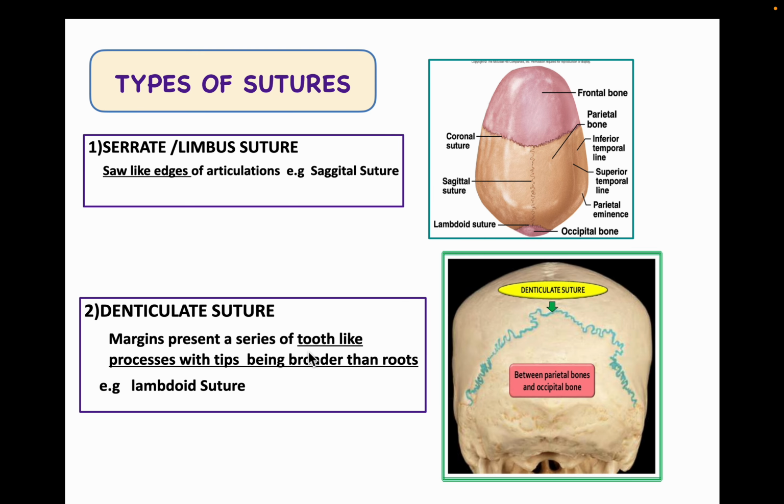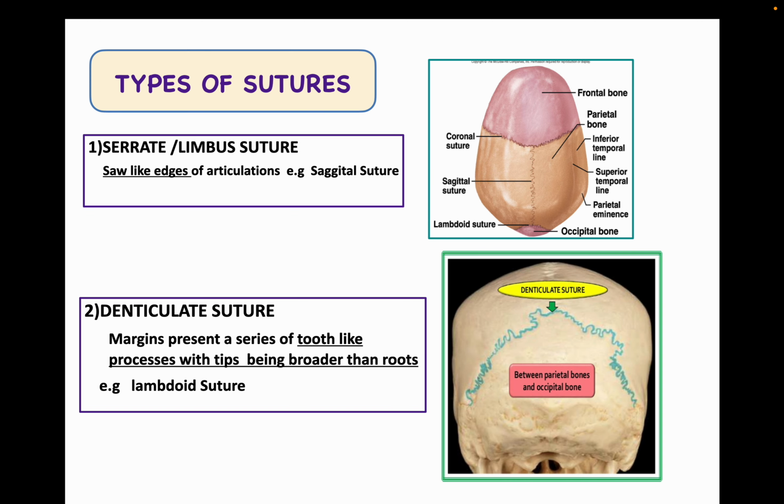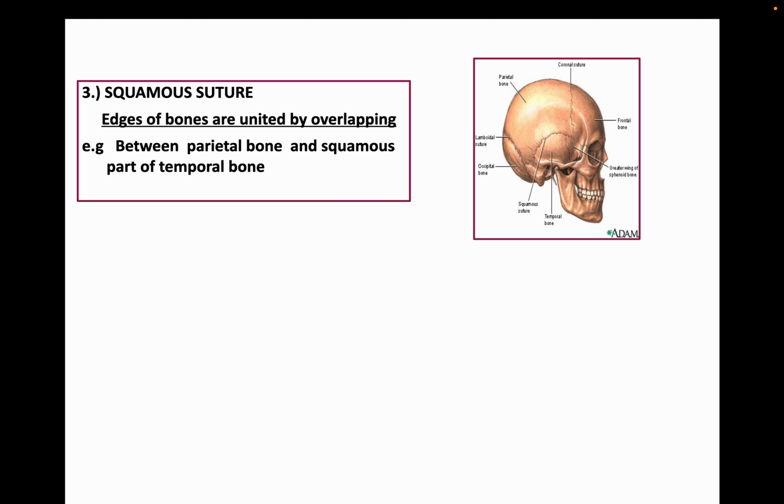Denticulate suture: the margins present a series of tooth-like structures, you can see here, processes with tips being broader than roots. This is known as the lambdoid suture. Coming to the next category, squamous suture. The edges of the bones are united by overlapping. In this region, between the parietal bone and the squamous part of the temporal bone, this kind of suture is present.